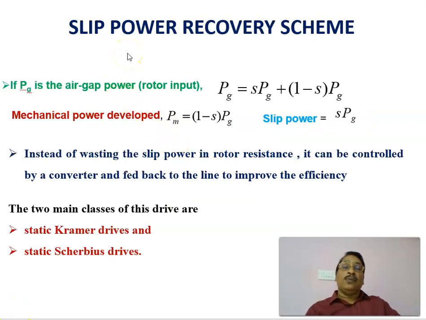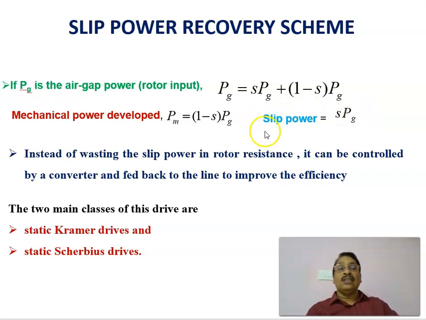Coming to the concept of slip power recovery scheme, if Pg is the air gap power, that is the power injected from the stator into the rotor circuit, out of that (1 minus S) times Pg is converted into mechanical power, that is Pm equals (1 minus S) times Pg. The remaining portion, that is S times Pg, is called slip power.